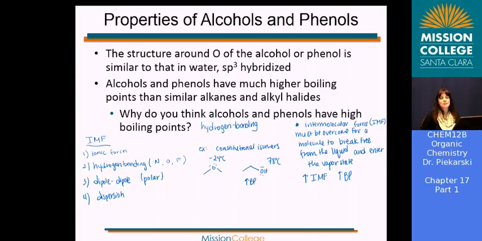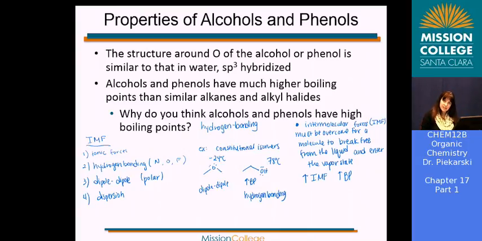What's the strongest, most dominant intermolecular force with ethanol? Hydrogen bonding. Good. What is the strongest, most dominant force for dimethyl ether? Only dipole-dipole. Good. It cannot participate in hydrogen bonding, right? So it's really important that you understand that.